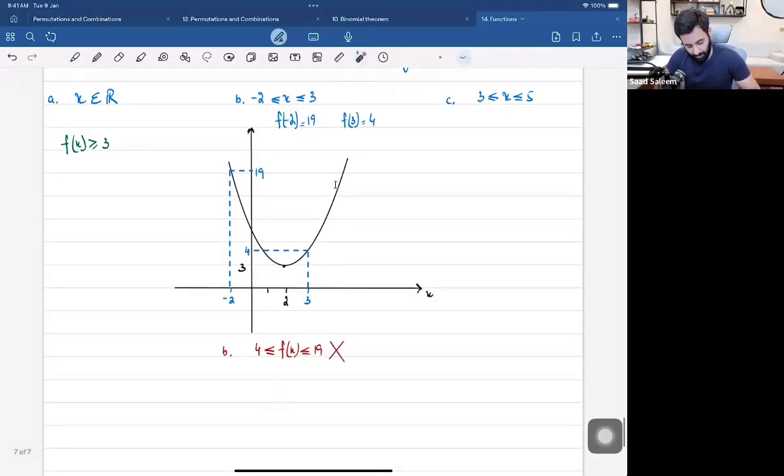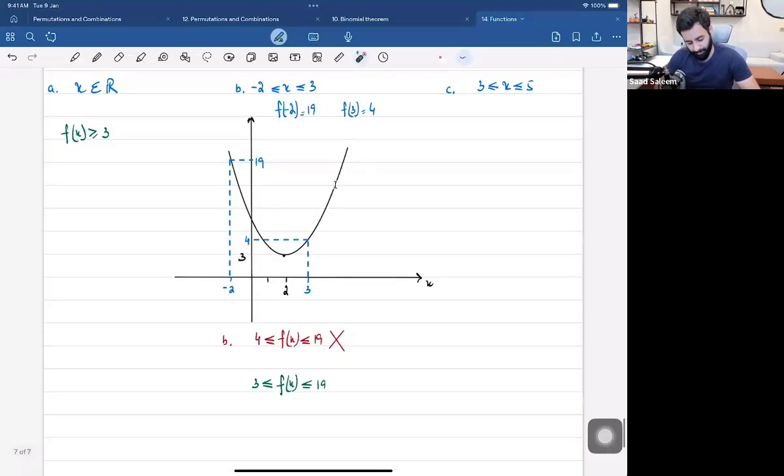Because we can see what the minimum value is. We can eyeball it. And between -2 and 3, the greater value is obtained by plugging in -2, which is 19. So that means the correct range would be f of x is greater than or equal to 3, lesser than or equal to 19.